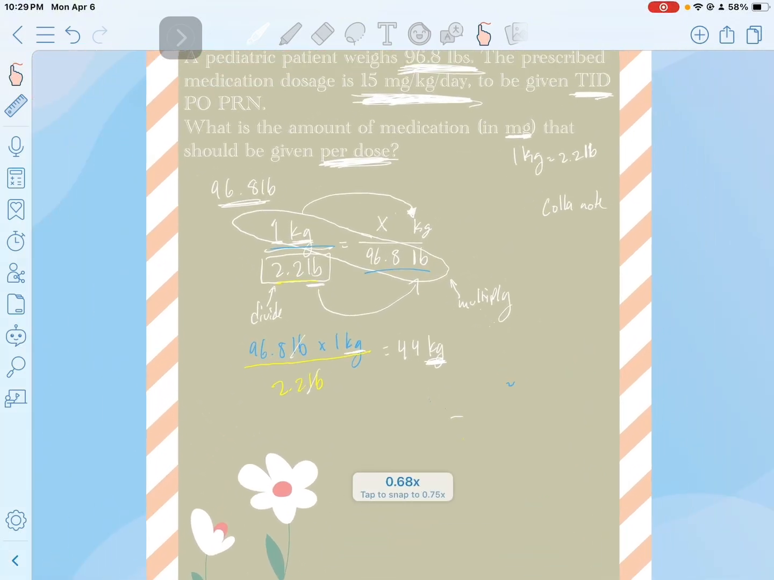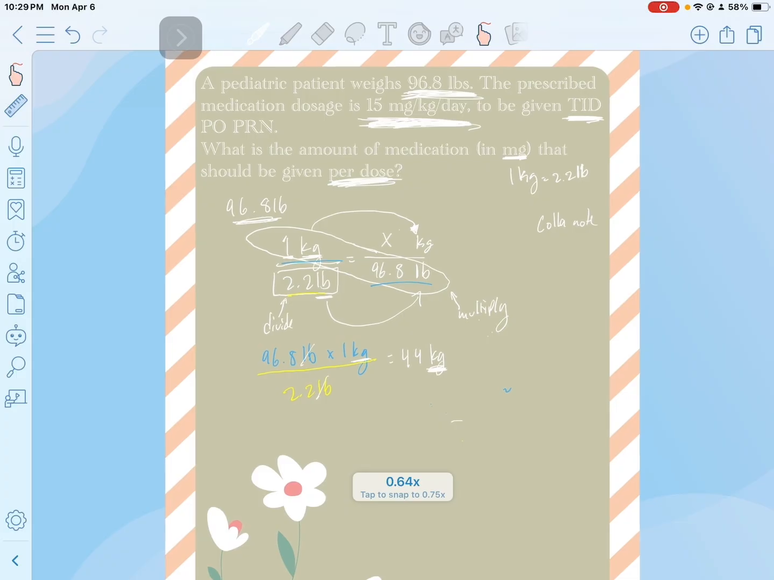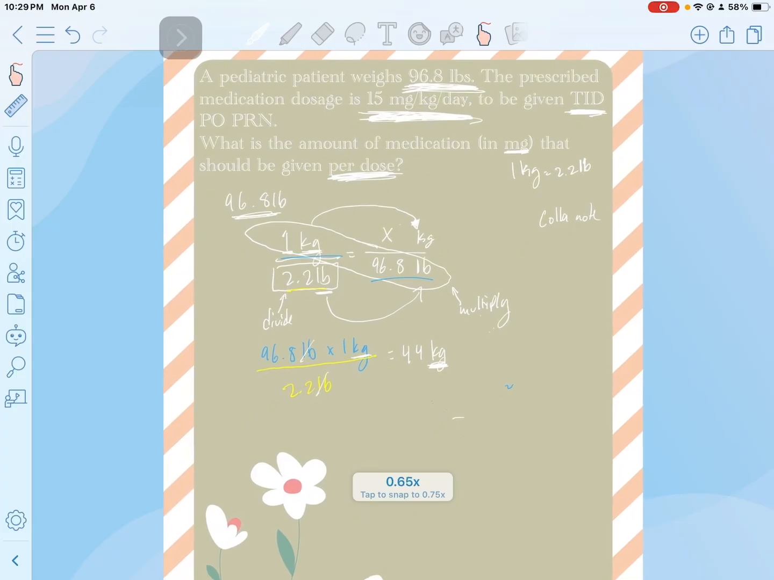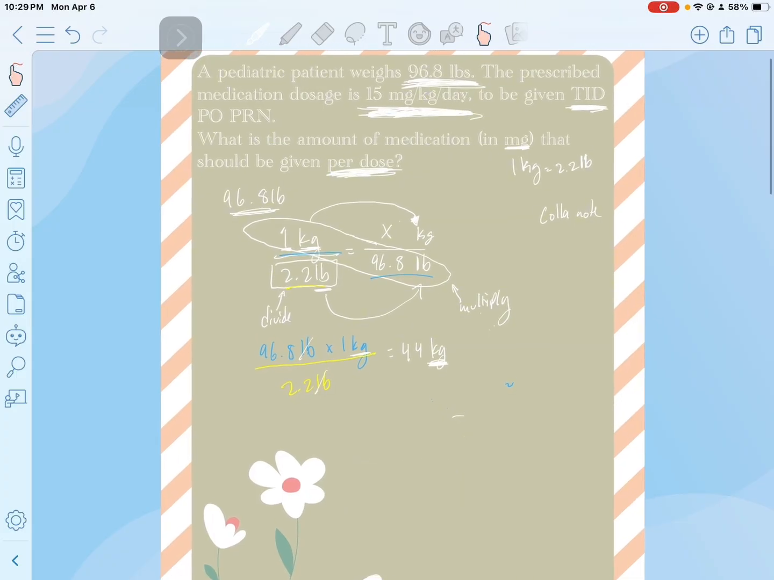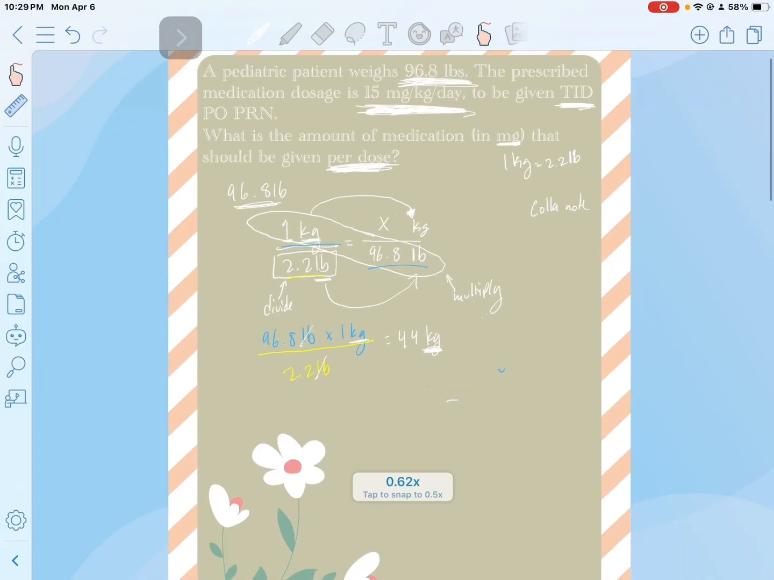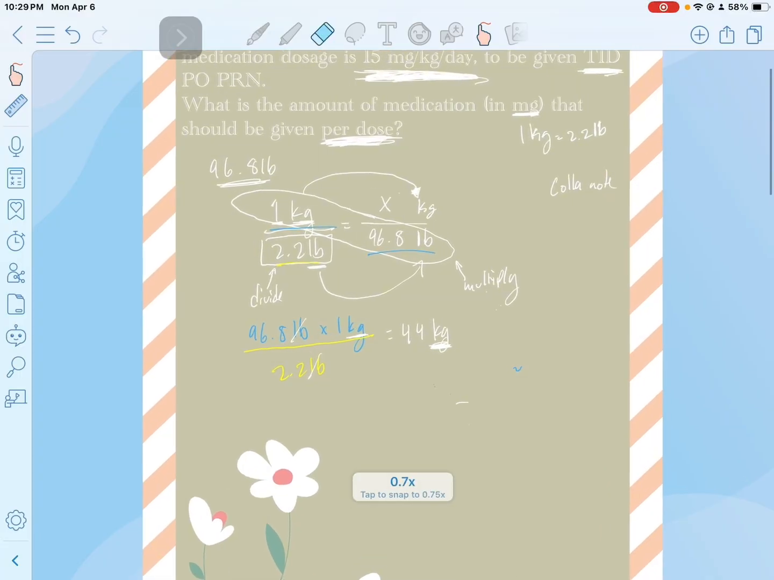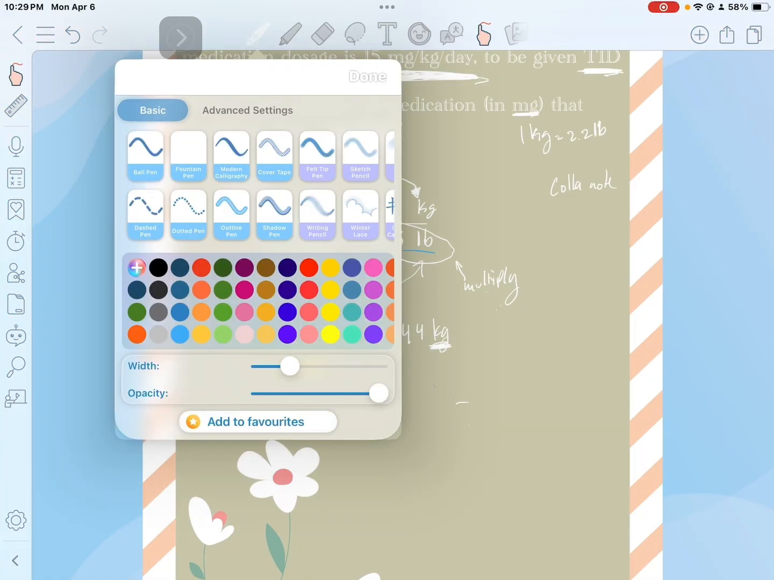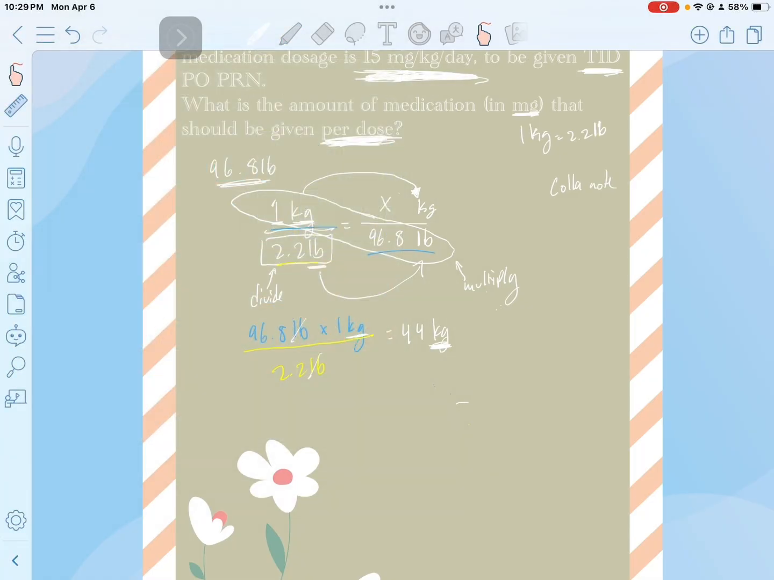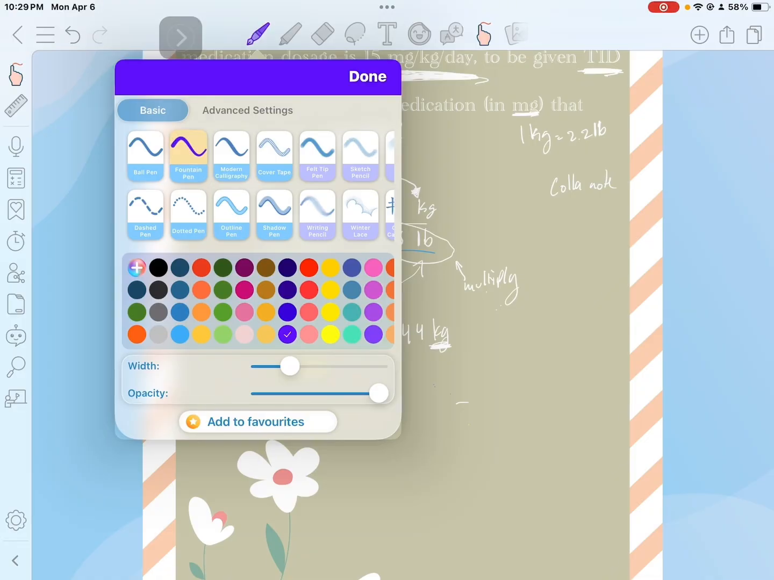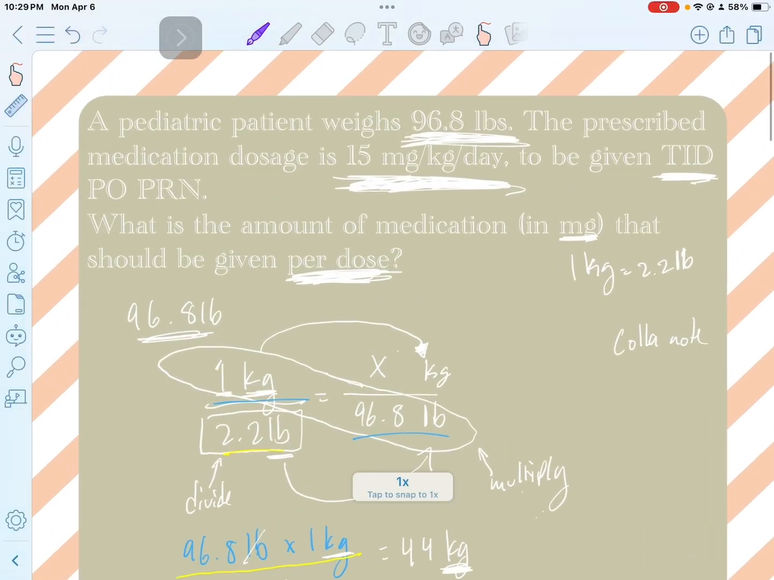So now we have our patient in kilograms. Now we have to figure out how much it is per dose based on that kilogram. But we can't just jump there. We first have to use a very important thing, which is kind of similar to the conversion factor. We have to use the medication dosage, and it's here.